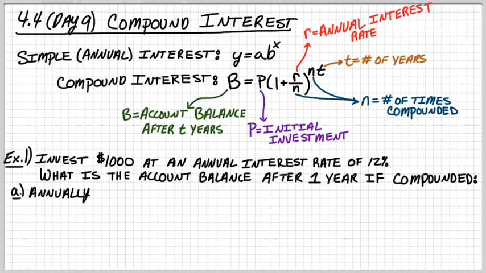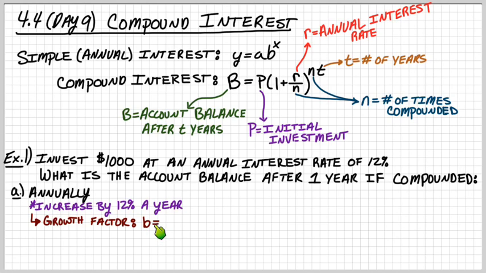So this one's actually pretty simple. Annually means you compound it once, every year. So if it's only in there for 1 year, and you compound it once annually, you basically are going to earn 12%. Let's show that. So you increase by 12% a year. So your growth factor, if you're growing 12%, is basically just 1 plus 0.12, or just 1.12. So if you multiply your bank account by 1.12, that means you increase 12%.